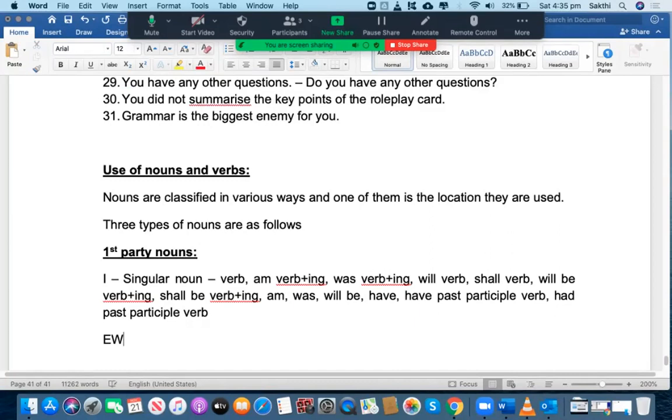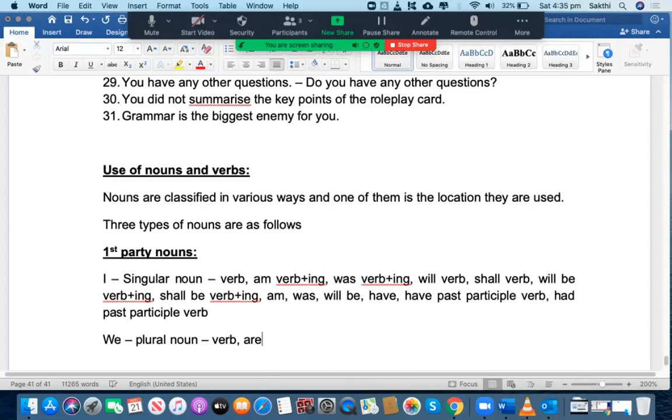Let's go to first party plural nouns. What are the plural nouns? Well, we have got we. We means you and the person that is sitting around you. So it's like I and we. We is a plural noun. We go with the verb only.